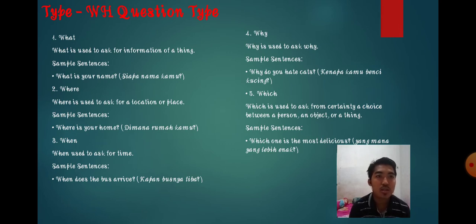And the fourth, why? Why is used to ask why or reason. Example, why do you hate cats? Atau kenapa kamu benci kucing? And the fifth, which is used to ask for a choice between a person, an object, or a thing. An example, which one is the most delicious? Atau yang mana yang lebih enak?